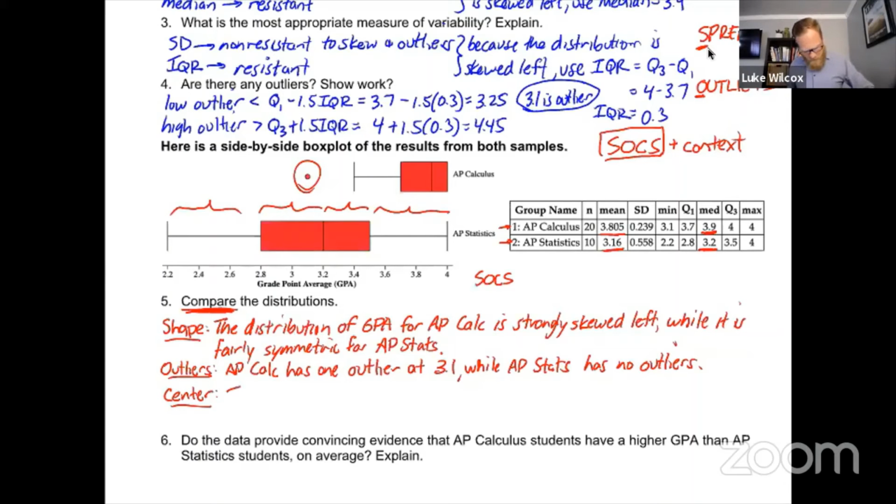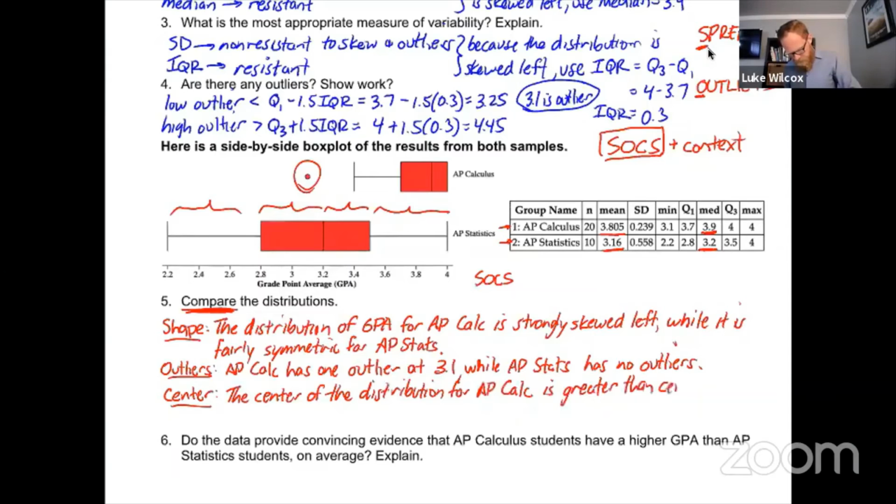So I'm going to say the center of the distribution for AP Calc is greater than the center for AP Stats.